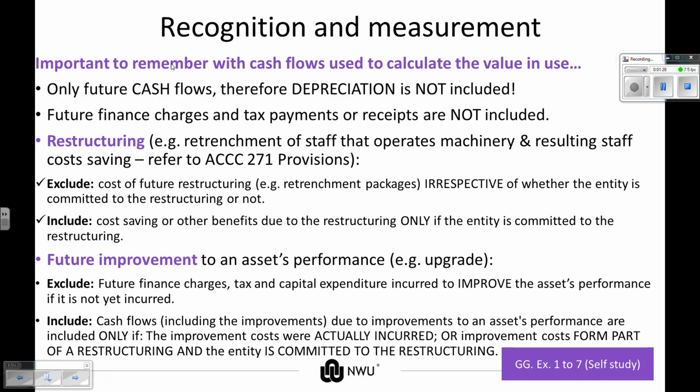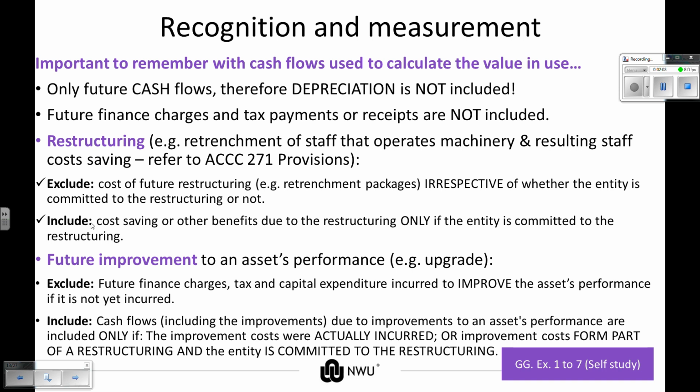On this slide, I just want to highlight a few important things. Depreciation will not be included in my cash flows as it is not a cash flow. My interest charges and tax payments are also never included. Restructuring is a funny one, so please take note. You will exclude the cost of future restructuring irrespective of whether the entity is committed to the restructuring or not. I'm always going to exclude the cost.